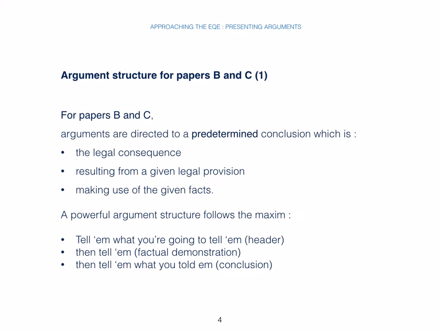For papers B and C, a powerful argument structure follows the maxim, tell them what you're going to tell them, which we can say is a header to the argument, then tell them, which is a factual demonstration, and then tell them what you told them, which is the conclusion to the argument.